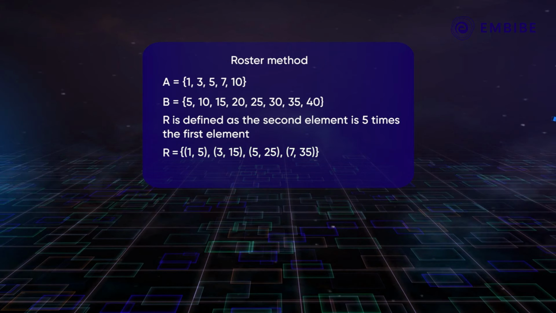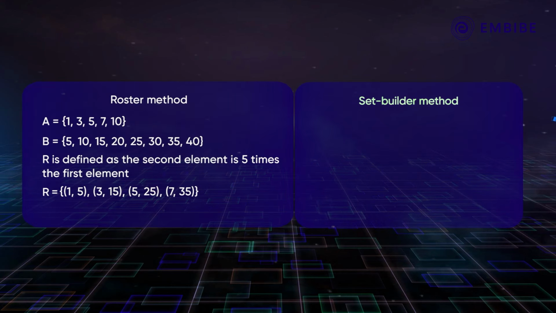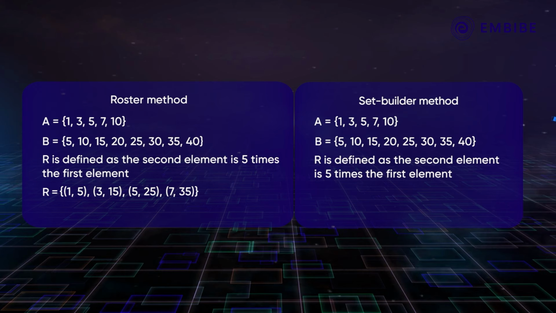Another form in which relations are represented is the set builder method. As in the case of sets, this form makes use of the relationship that the first and the second element in the ordered pairs possess. Let us go back to the example. In the set builder form, this relation can be written as the set of all ordered pairs (x, y) in A cross B such that y is equal to 5x.